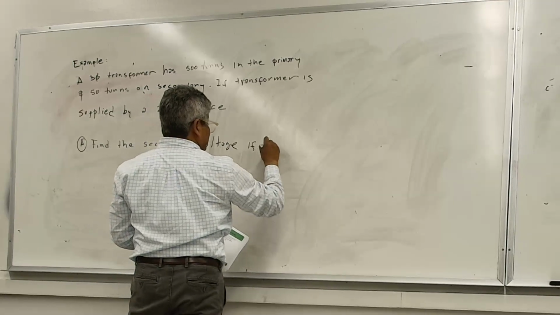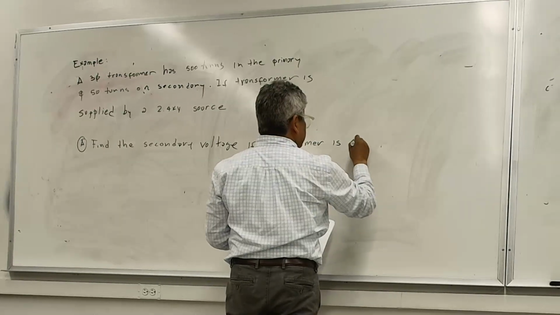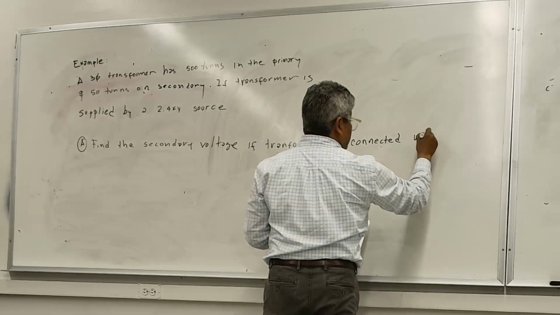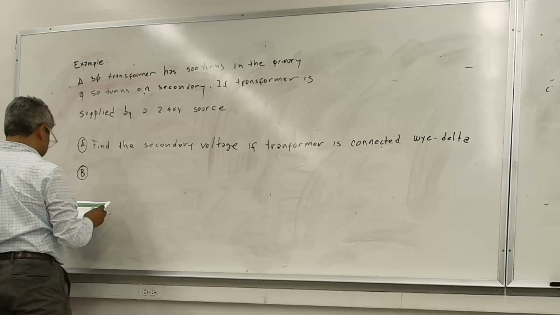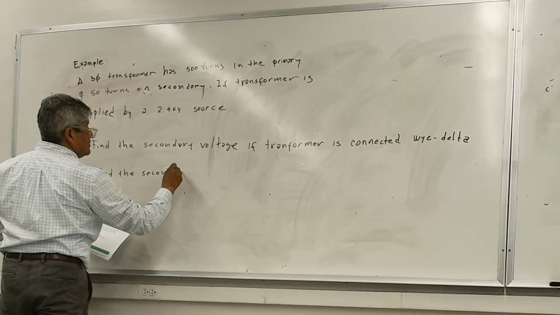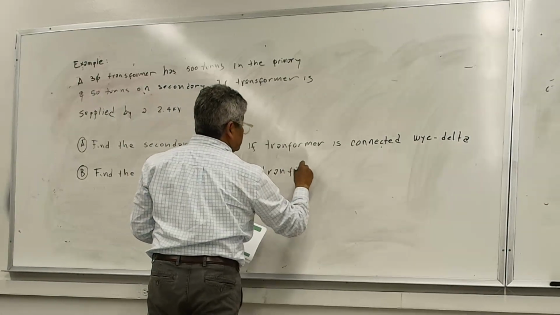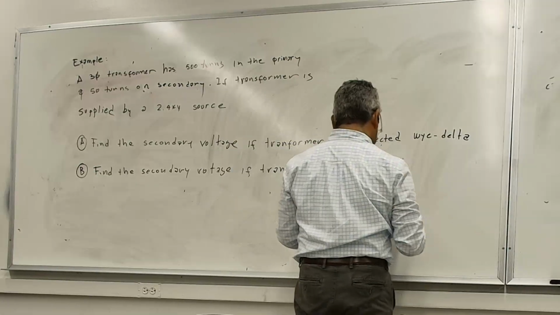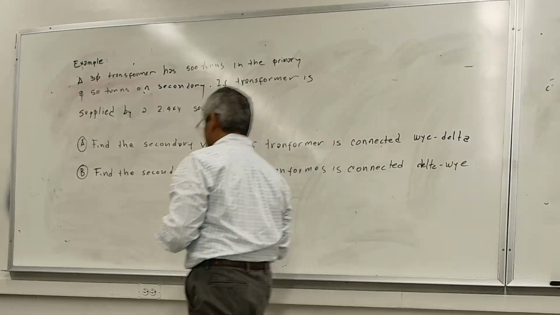if the transformer is connected Y delta, we find the secondary voltage if the transformer is connected as delta Y. So two types of connections, Y delta and delta Y.